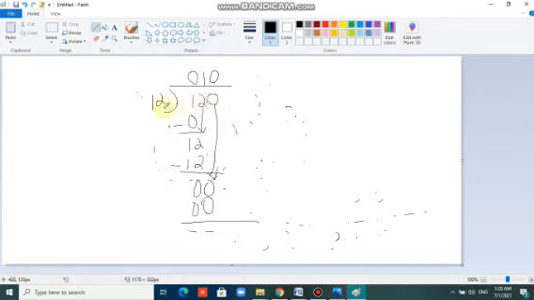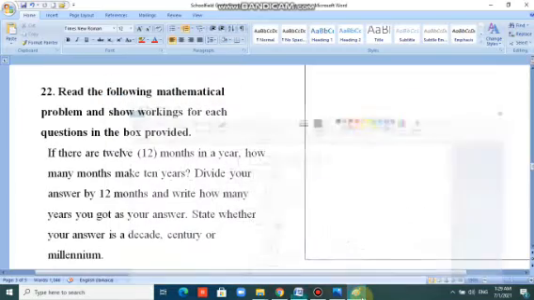Or 120 divided by 12, anyway you want to read it. So it's 10 years. Let me put the years there. 10 years. See that? Beautiful. So let us go back to the question quickly. Divide your answer by 12 months and write how many years you got as your answer. We got 10 years. Then state whether your answer is a decade, century, or a millennium.